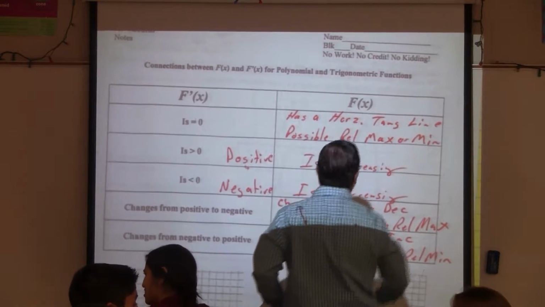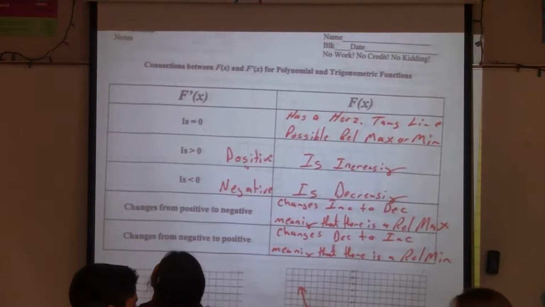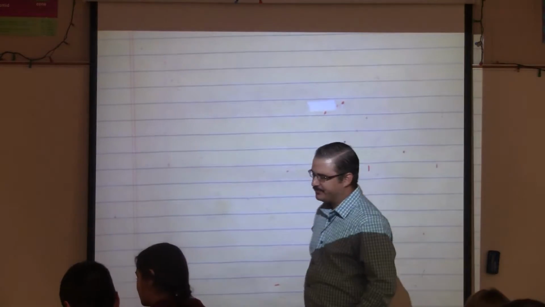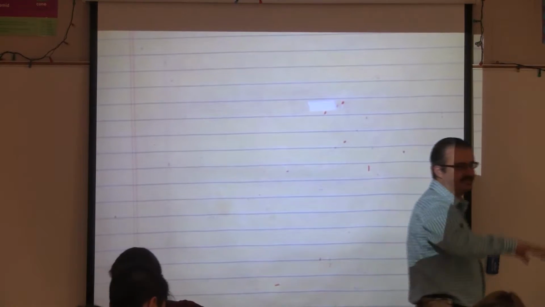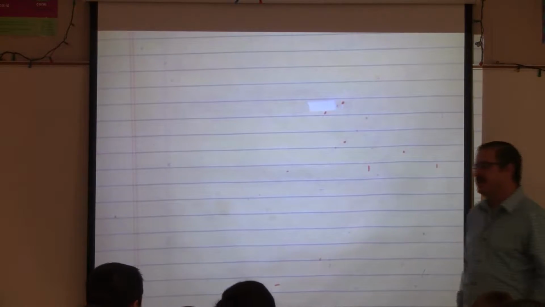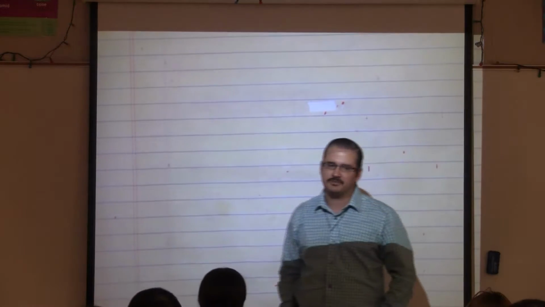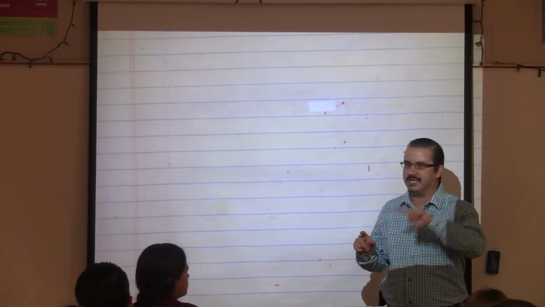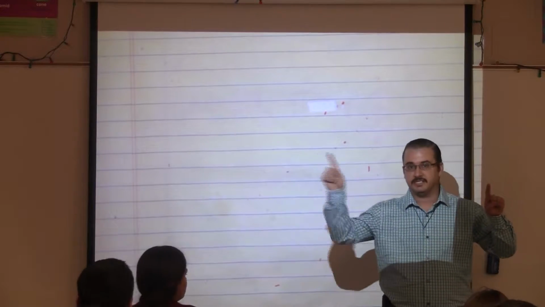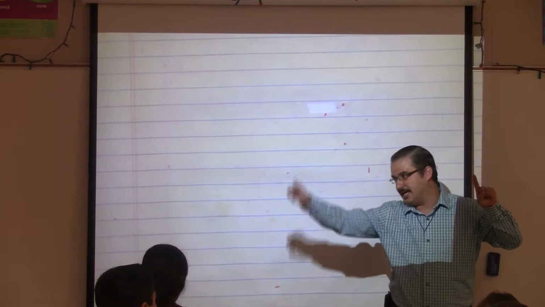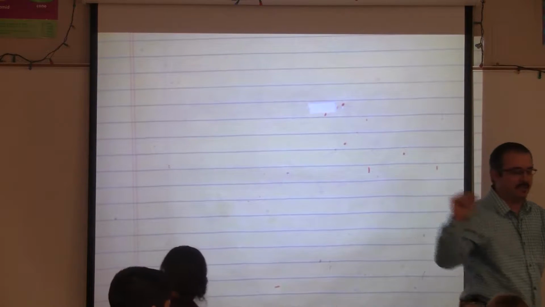So really quickly, let's review this information and see how much you remember. If the derivative is positive, what do you tell me about the original function? It's increasing. If the derivative is negative, the original function is decreasing. If the derivative changes from negative to positive, the function changes from what? Decreasing to increasing, therefore causing it to have a minimum, a relative minimum at that value, right?